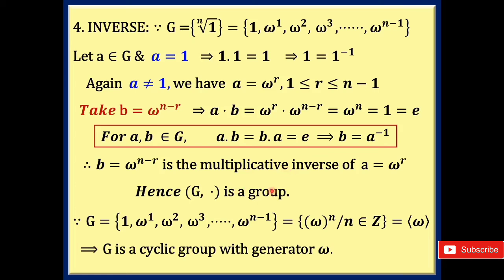Clearly, (G, ·) is a group. Now we show that (G, ·) is a cyclic group. Since G = {1, ω, ω², ω³, and so on, ω^(n-1)}, every element of G can be expressed as an integral power of ω, that is ω^n such that n belongs to Z. This single element is known as a generator, that is G = ⟨ω⟩. Clearly, (G, ·) is a cyclic group with generator ω, hence proved.